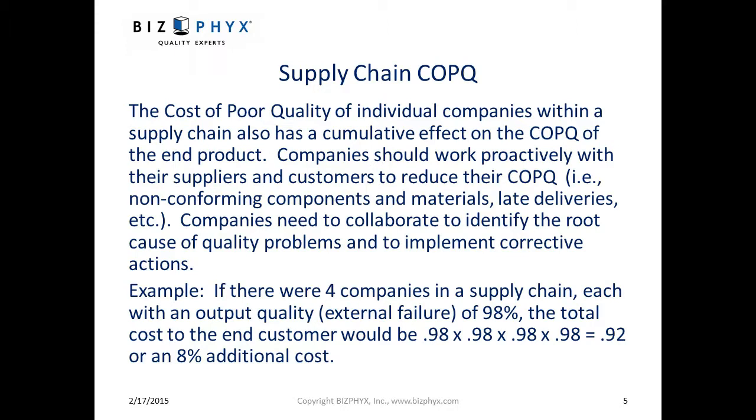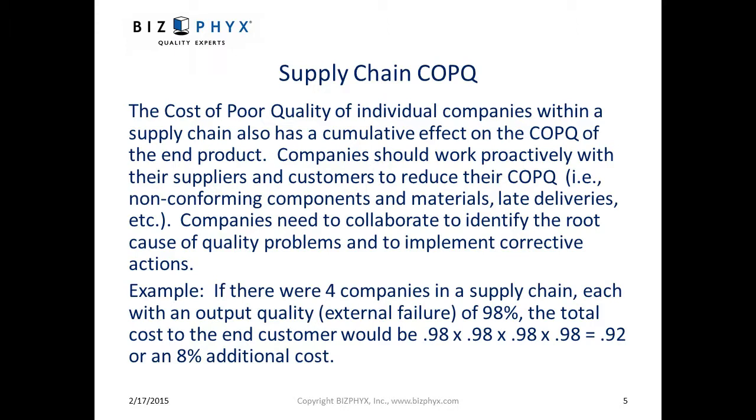So, for example, if there were 4 companies in a supply chain, each with an output quality of 98%, which you might think of as pretty good, the total cost to the end customer would really include an extra 8% of additional cost. So, for example, we could improve our supply chain's external failure costs by 1% in each one of the 4 companies. We could reduce prices or increase our margins proportionally.